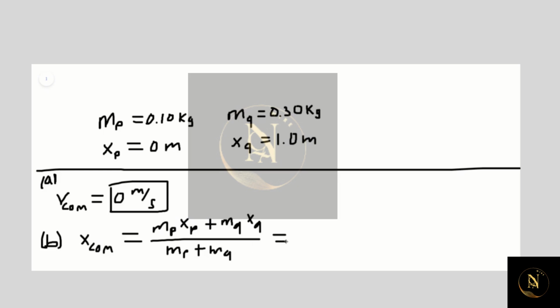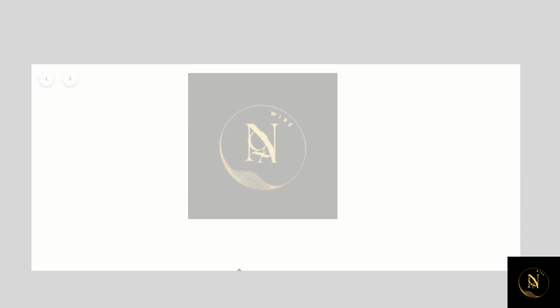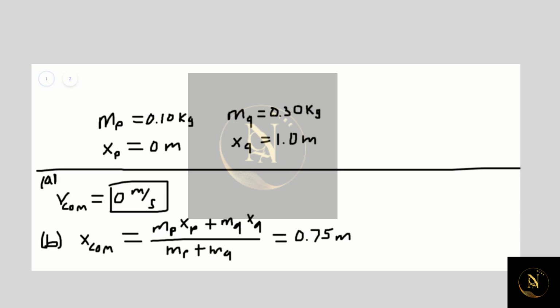So you plug all those values into this equation, and this comes out to be 0.75 meters from P's origin, since P is initially at the 0 point. So we can write 0.75 meters from P's origin, and then box that in as our solution for part B.